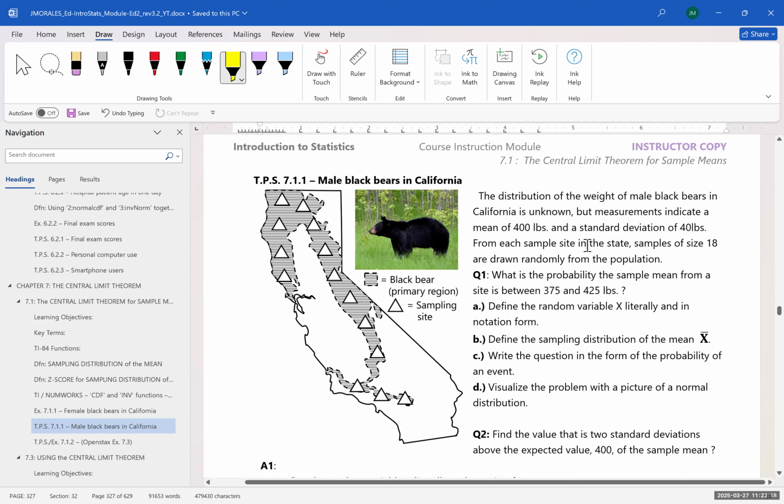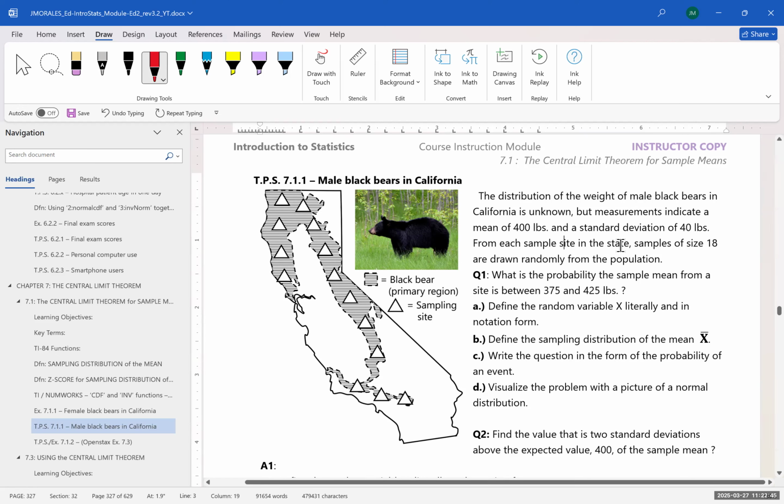So it's pretty much the same problem, just some of the numbers and what you're being asked for has been changed just a little bit. All right, so let's go ahead and work through this one. So the distribution of the weight of male black bears in California is unknown, but measurements indicate a mean of 400 pounds and a standard deviation of 40 pounds.